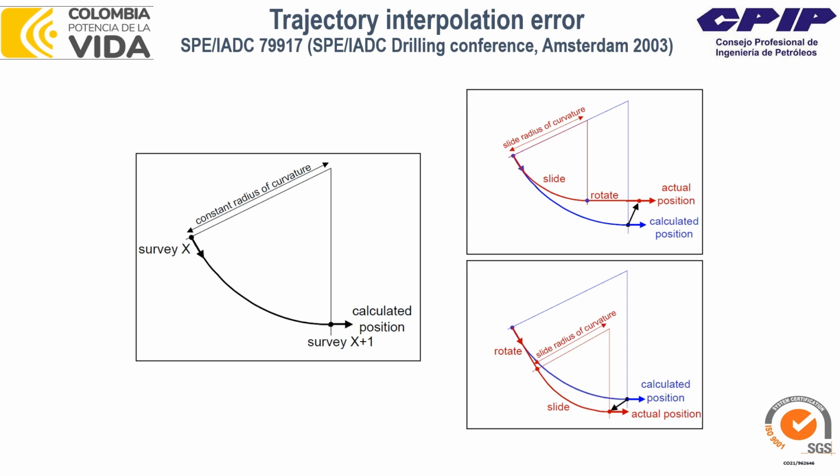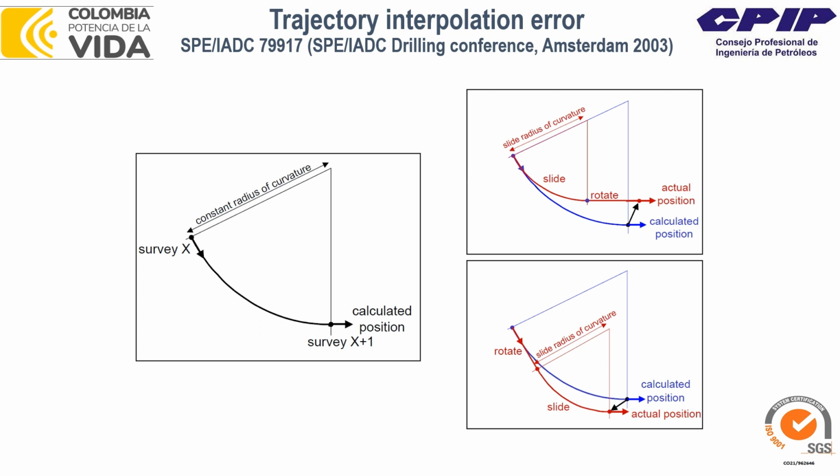The next one is even more subtle, so you almost cannot see it. It's called the trajectory interpolation error. For more details, you can refer to some publications like this one. And also, if you don't have a background in drilling, I suggest reviewing the drilling part and then getting back to this slide again.